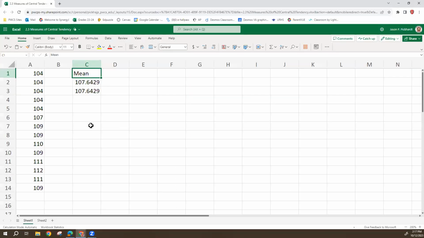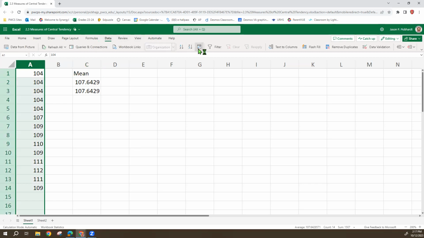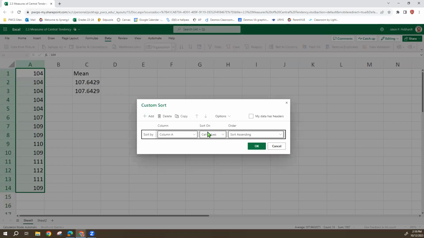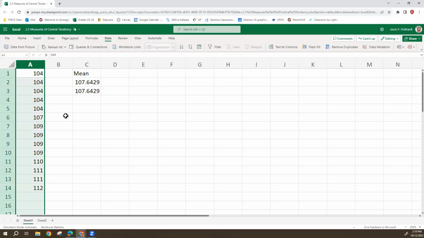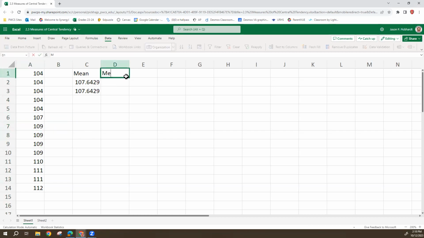So we can do that on our calculator as well. One thing we could do is sort our data like we have done in the past. I don't have a header on mine this time. It'll sort it from smallest to biggest. We have 14 data points, so we have an even number. Half of my data points is 7 data points. So if I look between the 7th and the 8th data point, that'll be my median. Since my 7th and 8th data point are the same number, my median is going to be 109.